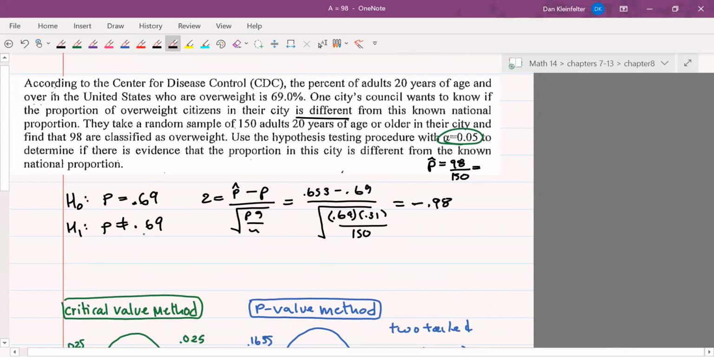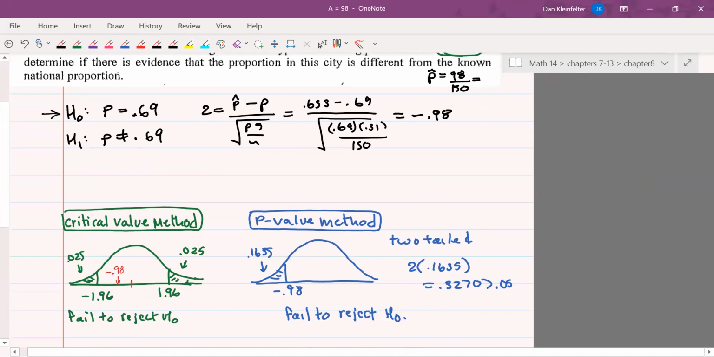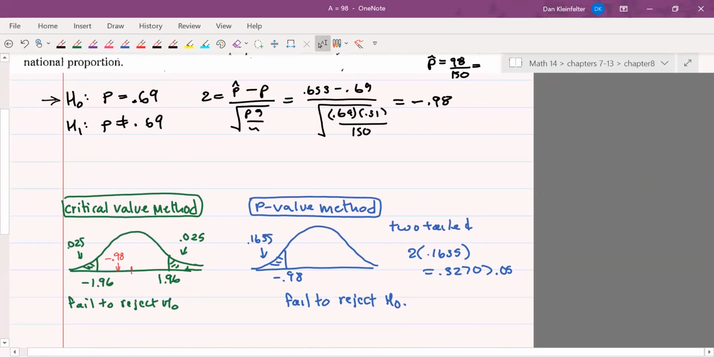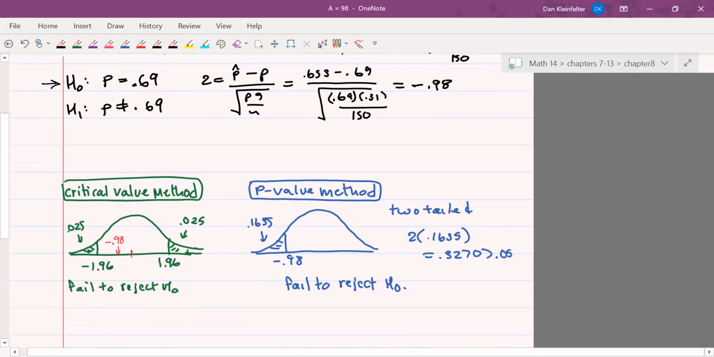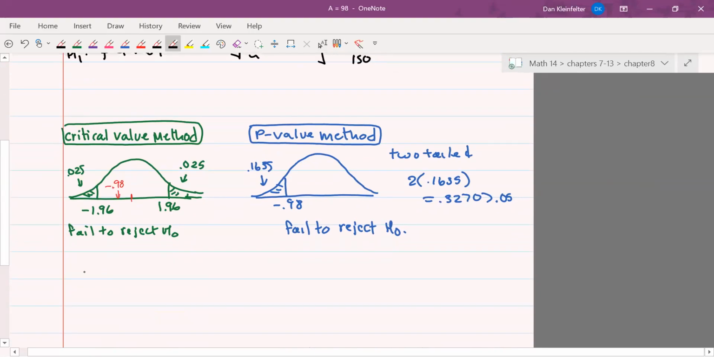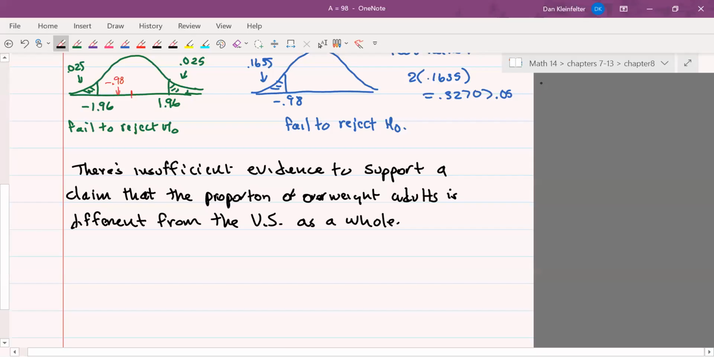All right, and then in the context of the problem, our claim, they want to know if the proportion is different, right? So there was not sufficient evidence for us to reject the null hypothesis. So that means that there's not enough evidence to support the claim that the proportion is different, okay? So we can go ahead and write that. All right, so we've written that up as a sentence. There's insufficient evidence to support a claim that the proportion of overweight adults is different from that of the US as a whole.